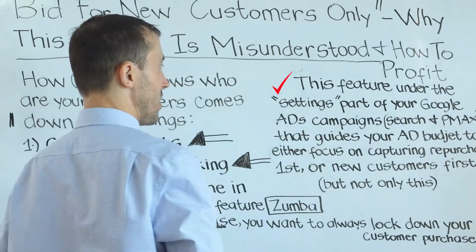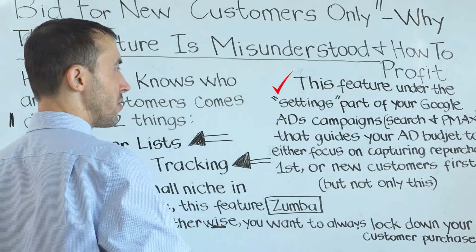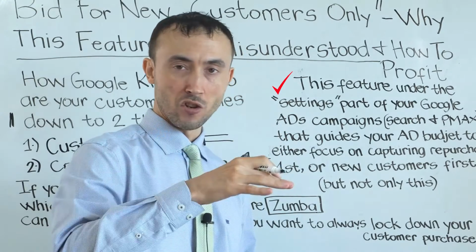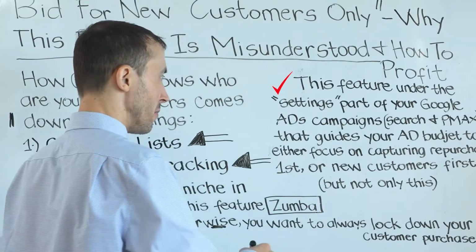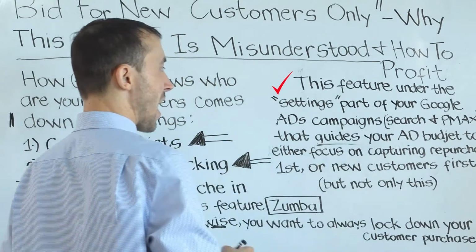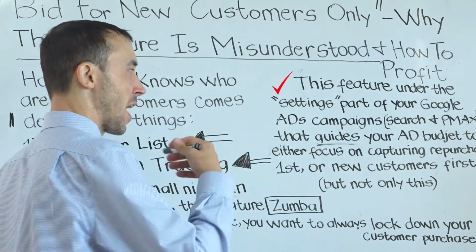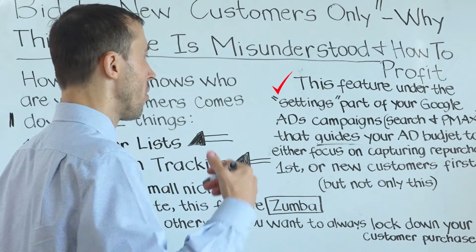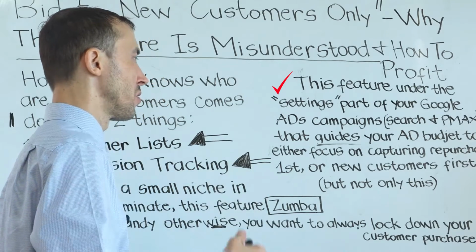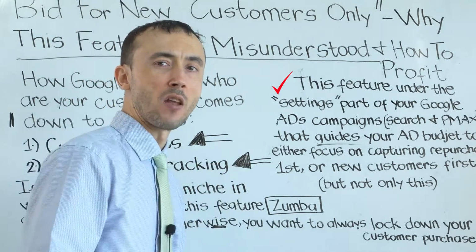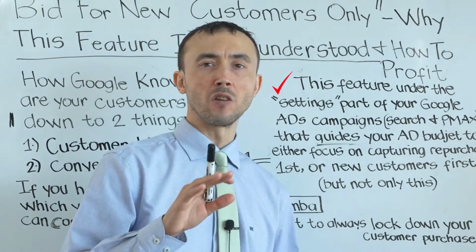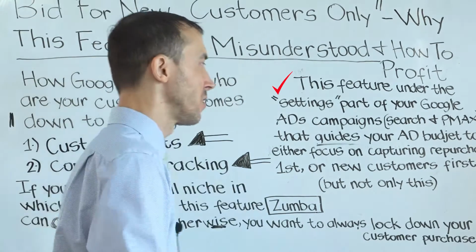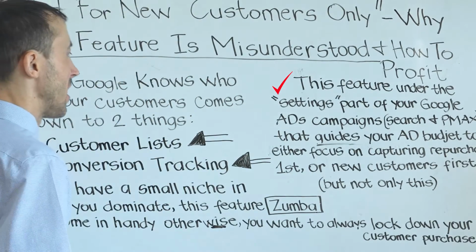This feature is under the settings part of your Google Ads campaigns, under search, and it's going to be there in the search as well as PMAX campaigns that you have. The feature guides your ad budget to either focus on capturing repurchases exclusively or new customers first. But if you set it to go for new customers, it will not exclusively go for new customers, as we have found. Okay? So anyway, that's the general idea as it sounds.